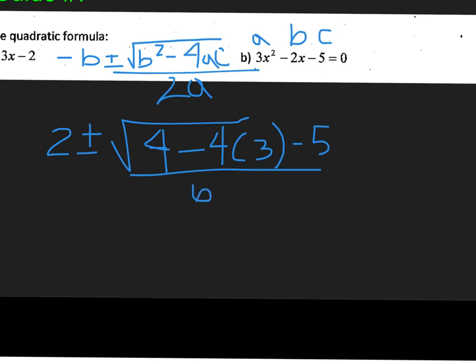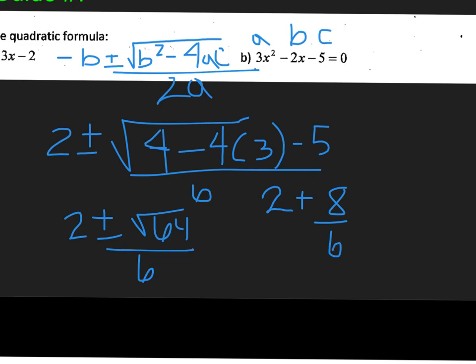Okay, so we have 6 on the bottom, and now all I'm going to do is plug the whole entire 4 minus 4 times 3 times negative 5 in my calculator, and it tells me that it's 64. So that's 2 plus or minus radical 64 over 6. And you should recognize 64 is a perfect square. So really that's going to be 2 plus 8 divided by 6, and 2 minus 8 divided by 6.